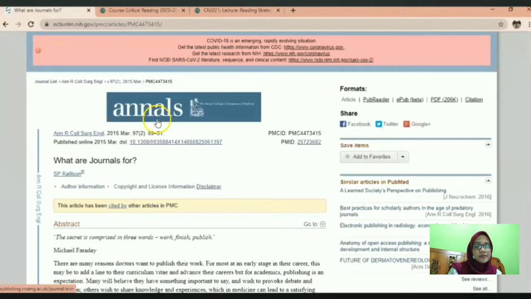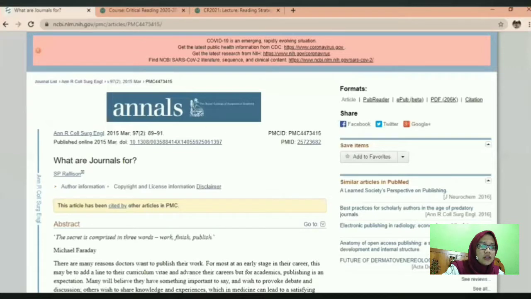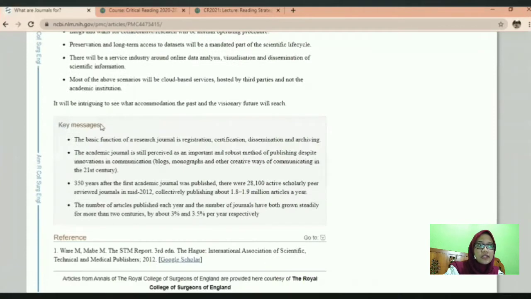There are some steps in the SQ3R method, such as survey, question, read, recite, and review. So I'm going to do the survey step. First thing first, I will check the key messages. It's okay not to read it in the other order, because it will make it easier to understand the key messages first. So there are some key messages.